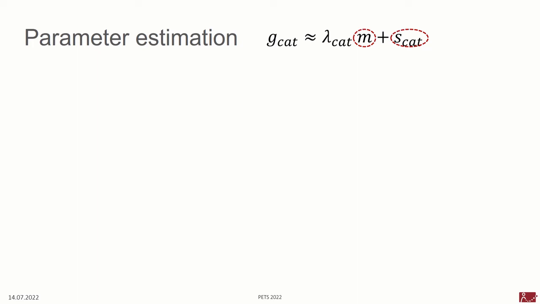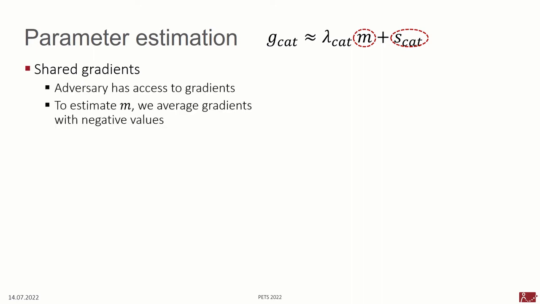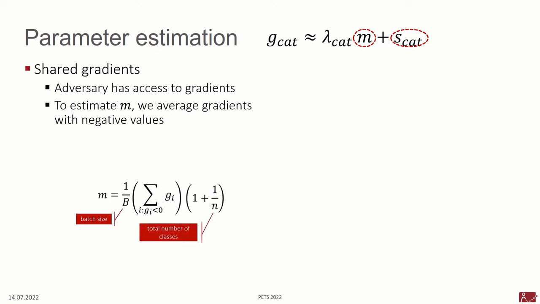So we propose heuristic methods to estimate the impact and the offset. And there are three scenarios. I will present two of them today. First scenario, where the adversary has access to the shared gradients. Here we estimate the impact as an average of the negative gradients, because we know that these gradients correspond to existing labels in the batch. We also found empirically that multiplying by a factor of 1 plus 1 over n improves the estimation of the impact, where n is the total number of classes.